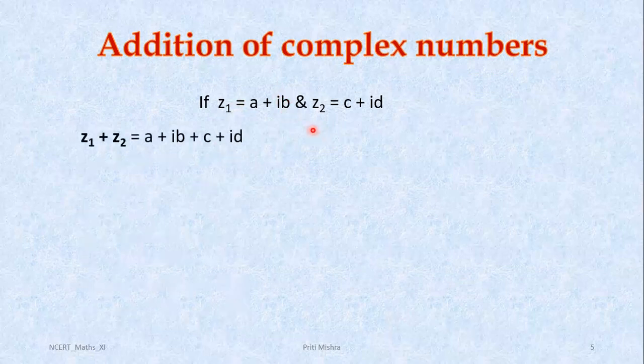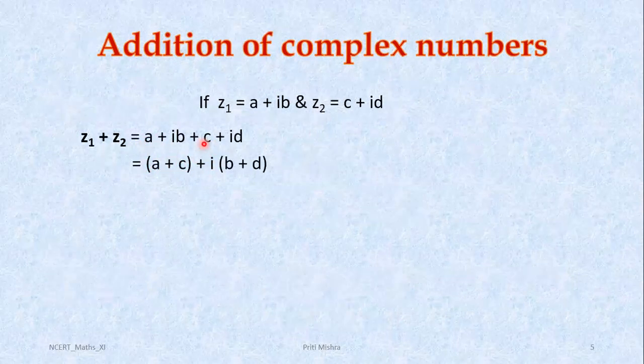Now let's find out how to add two or more complex numbers. So addition of complex numbers: how can we do it if we have two complex numbers, z1 is equal to a plus ib and z2 is equal to c plus id, then z1 plus z2 we will do like a plus ib plus c plus id. Now we will write it like a plus c, the terms which are free from iota, we will write first, and for the terms involving iota, we will take i as common, and here you can see we have a plus c plus i into b plus d.